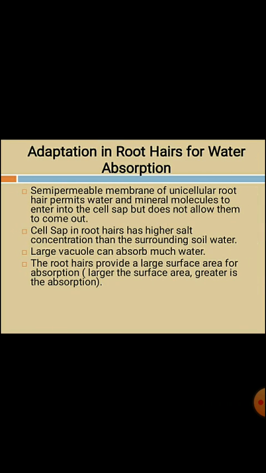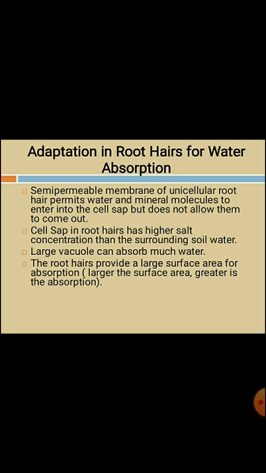Next topic is adaptation in root hair for water absorption. The root hairs are especially adapted for absorption of water because the semi-permeable membrane of the unicellular root hair permits water and mineral molecules to enter into the cell sap but doesn't allow them to come out. Cell sap in root hairs has a higher salt concentration than the surrounding soil water. The large vacuole can absorb much water, and the root hairs provide a large surface area for absorption.